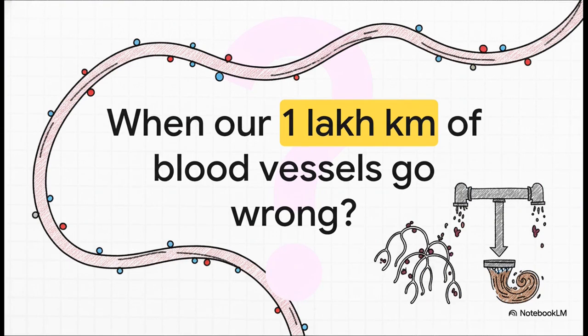Just think about that for a second. 1 lakh kilometers. That's enough to go around the planet more than 2 times. It's this unbelievable network that's keeping every single cell in your body alive. But what happens when this vital superhighway system starts to fail? Well, the consequences can be pretty serious. Let's start by looking at the body's drainage system.